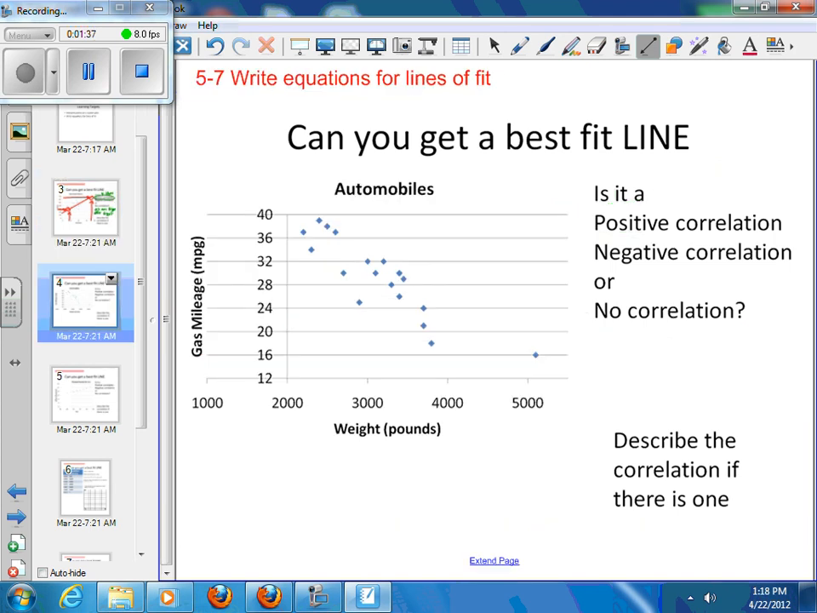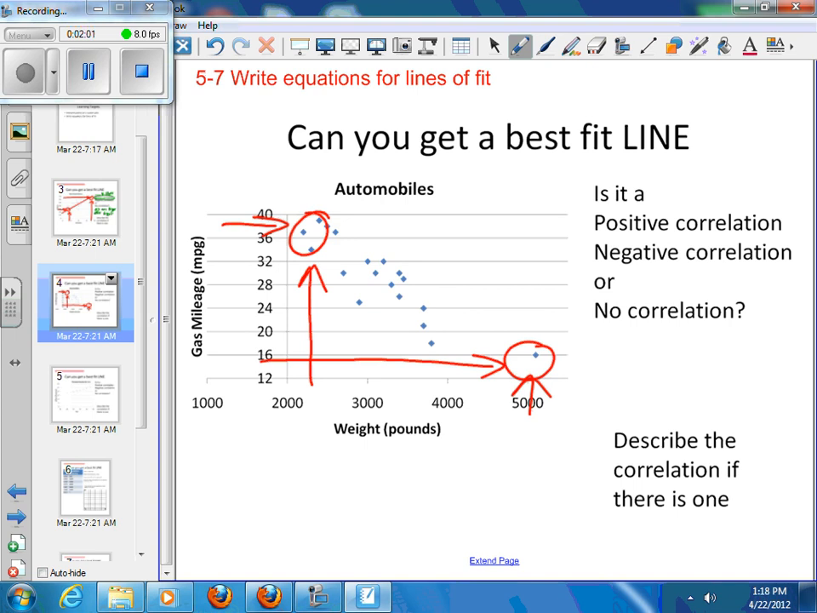So let's look at another set of data. This is automobiles now, and it's the weight of the car versus your gas mileage. So if you have a light car, you're going to get relatively good gas mileage. And if you have a very heavy car, you're not going to get such good gas mileage because it's going to take a lot of gas to get that going.